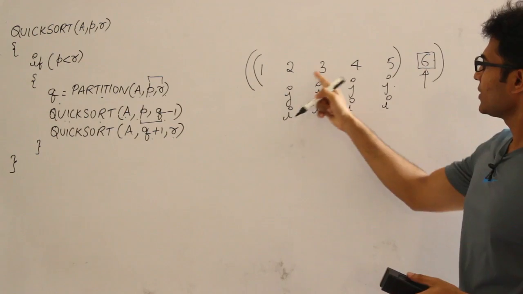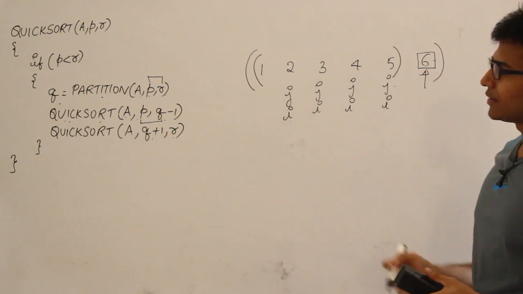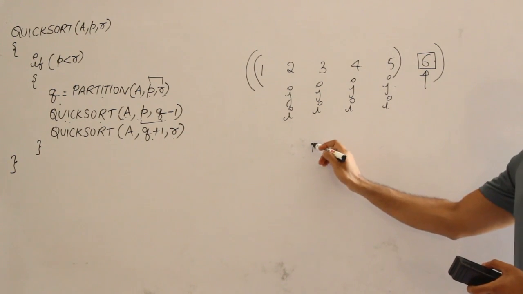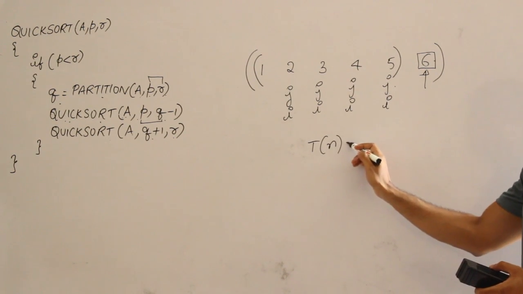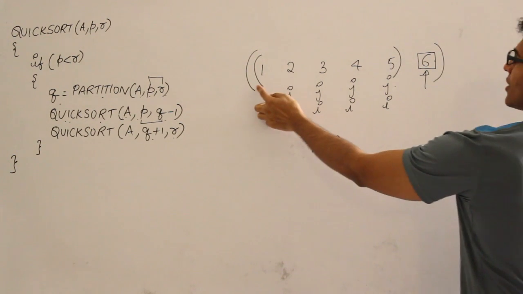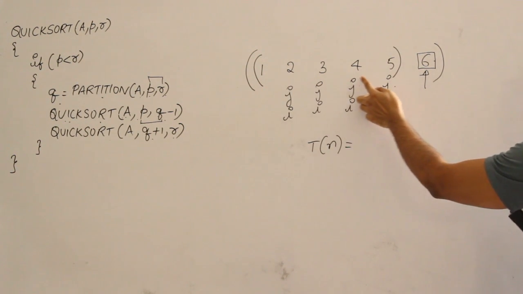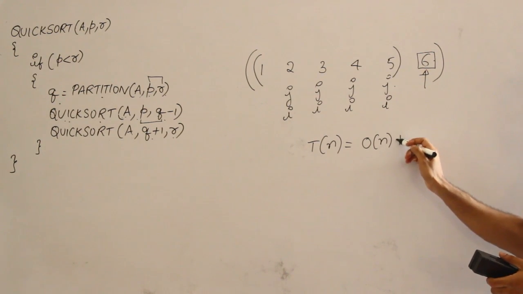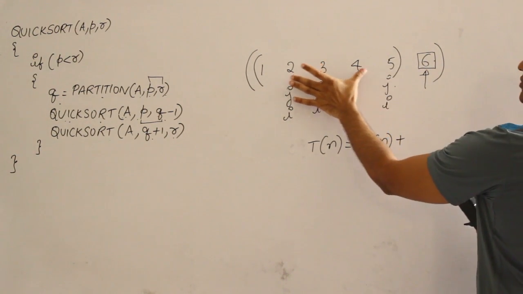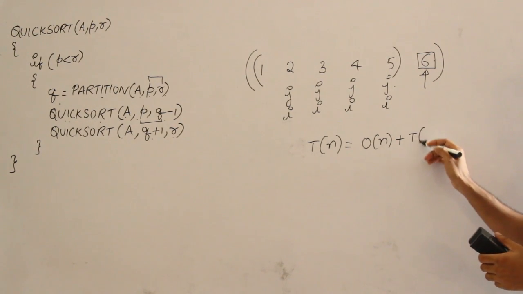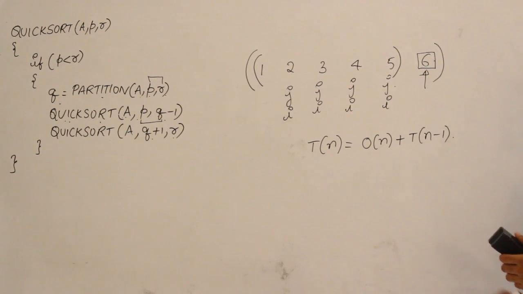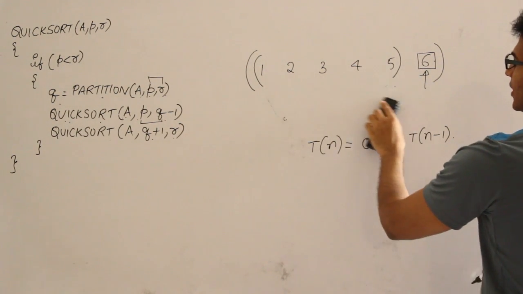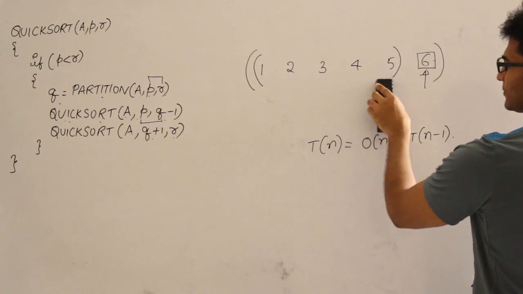Therefore, if the array is in ascending order, then the total time taken to sort n elements will be, first, we are applying the partitioning algorithm, which is going to take order of n time. And now we got a subproblem whose size is only one element less. This is what we got. So even if we apply one more time, we get the same thing, and this is going to happen continuously.